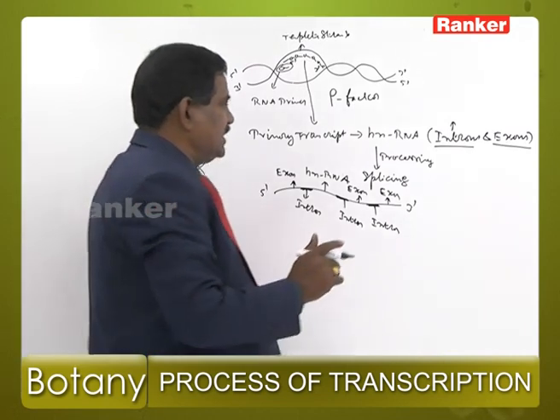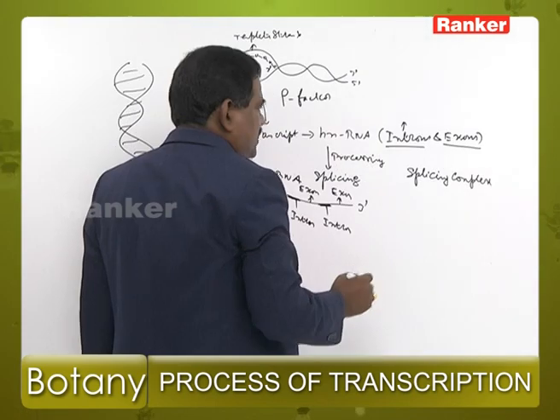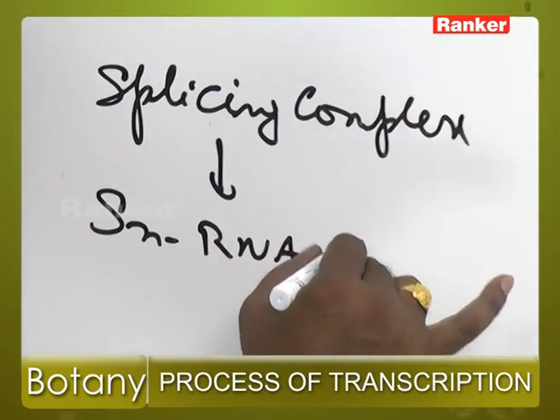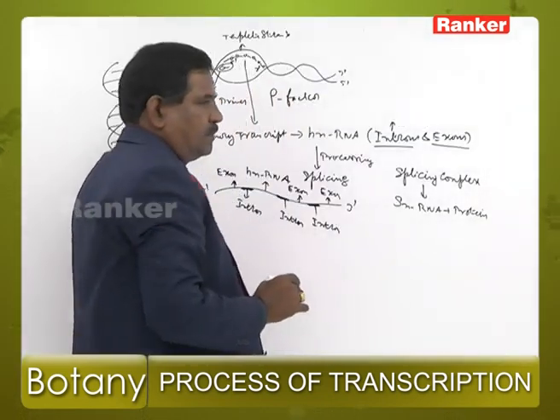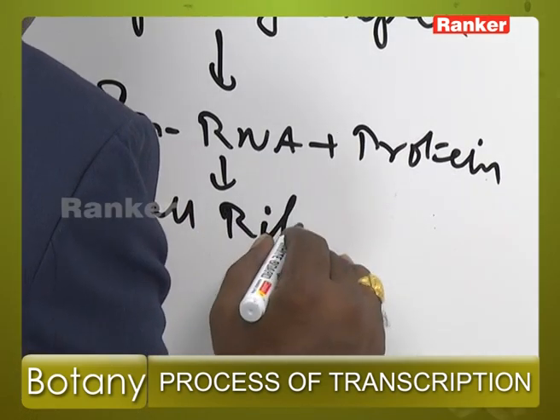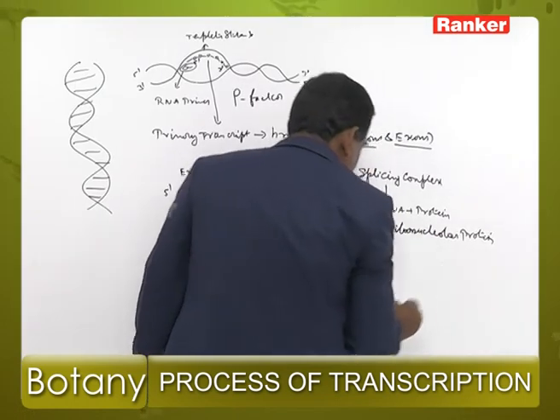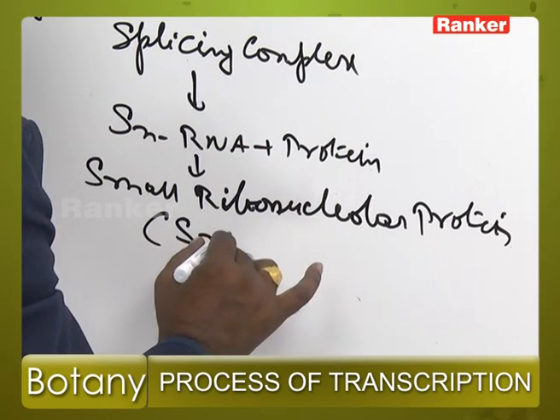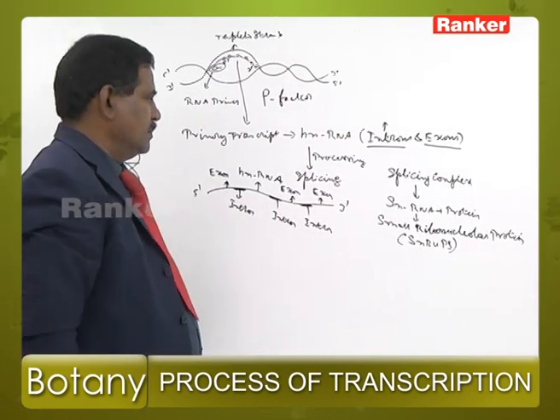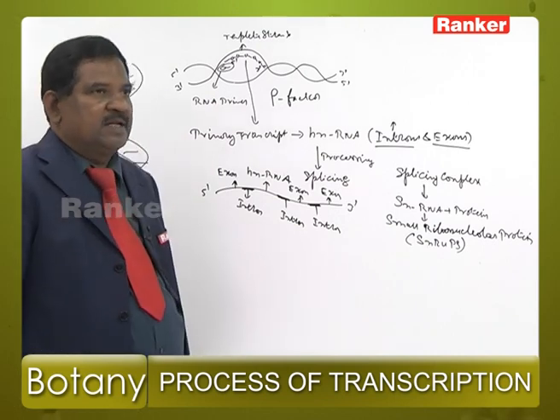For splicing, a splicing complex is involved. A splicing complex consists of small nuclear RNA plus proteins, collectively called small nuclear ribonucleoproteins, simply snRNPs.